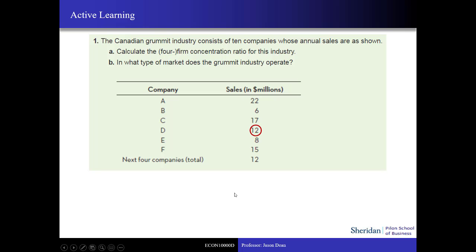Okay, so here's an active learning question. You might want to hit pause and see if you can figure it out on your own, and then I'll show you the answer.